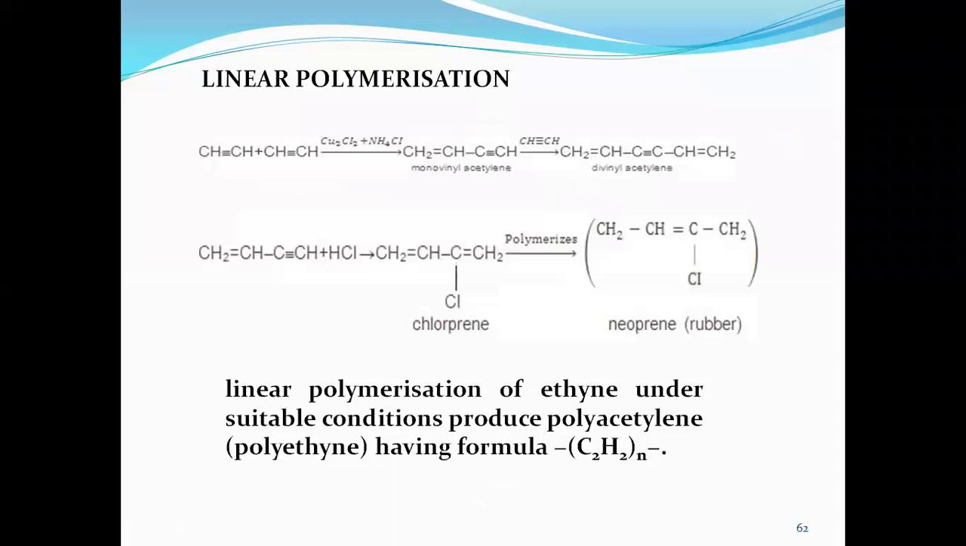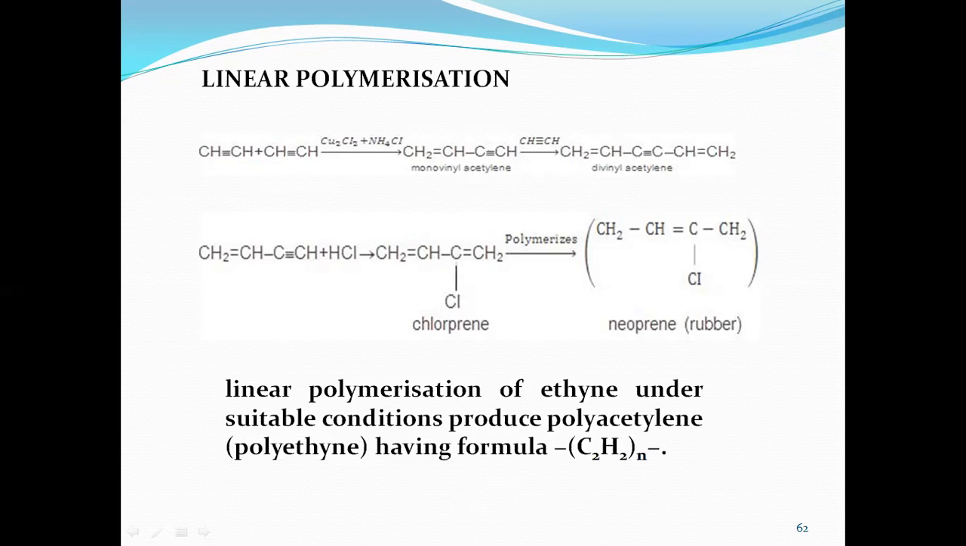So polymerization has another kind, that is linear polymerization, in which the alkyne molecules, especially here the ethyne, that is the acetylene, combine to form products which have linear structure. Like here, two molecules of acetylene combine to produce first the monovinyl acetylene, which again reacts with another molecule of acetylene to produce divinyl acetylene.